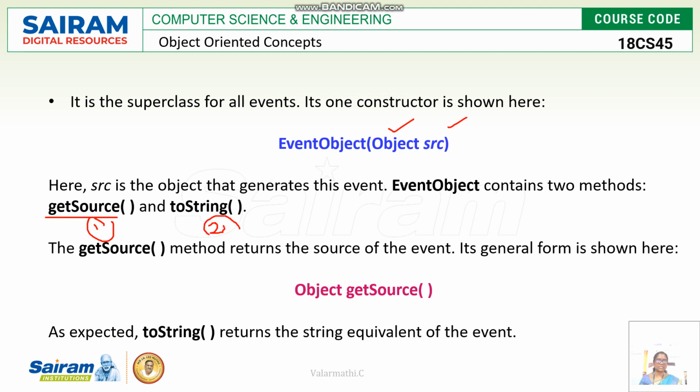The getSource method will return the source of the event. In general form, it returns the source of the event as an Object, and it does not take any parameters to invoke. The name of the method is getSource, and toString only returns the string which is equivalent to the event.